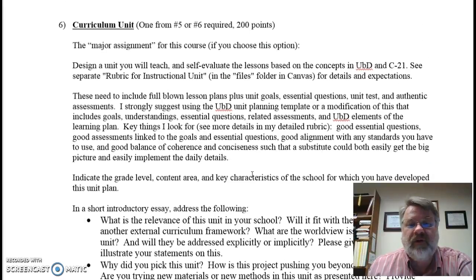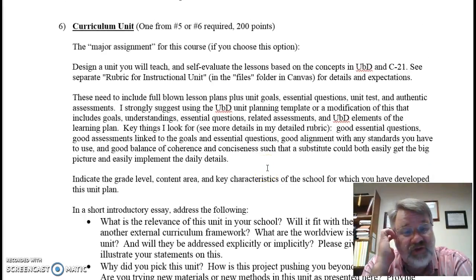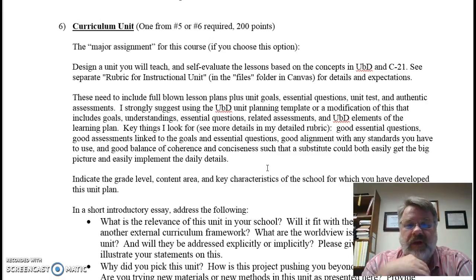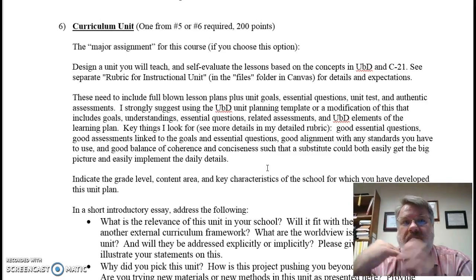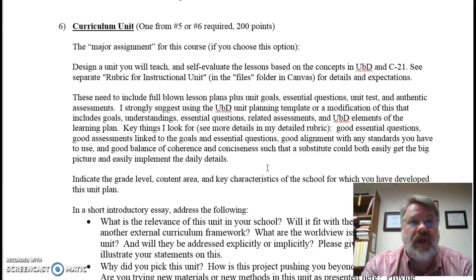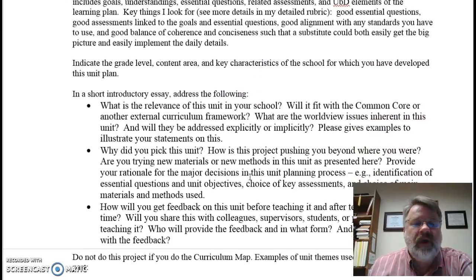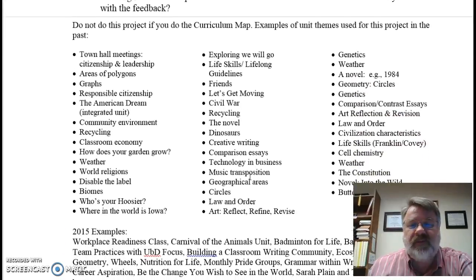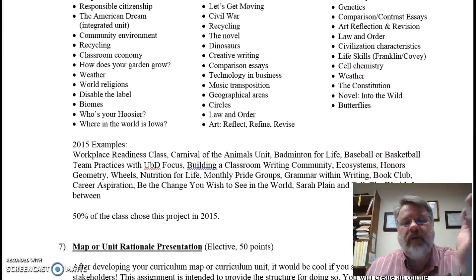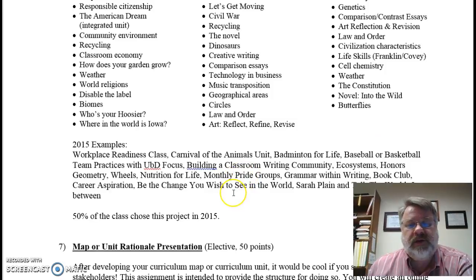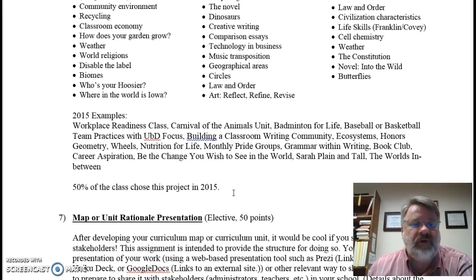Now, if you're a teacher and you've been dying to try the understanding by design concept in unit planning, or a thematic unit on something, or you're trying to infuse through lines or teaching for transformation concepts into a unit, one unit at a time, this is the project for you. And here are some of the myriad of unit topics that have been chosen in the past.